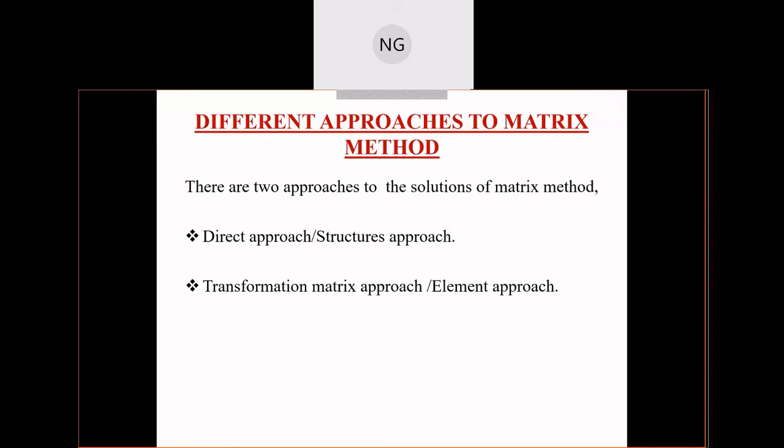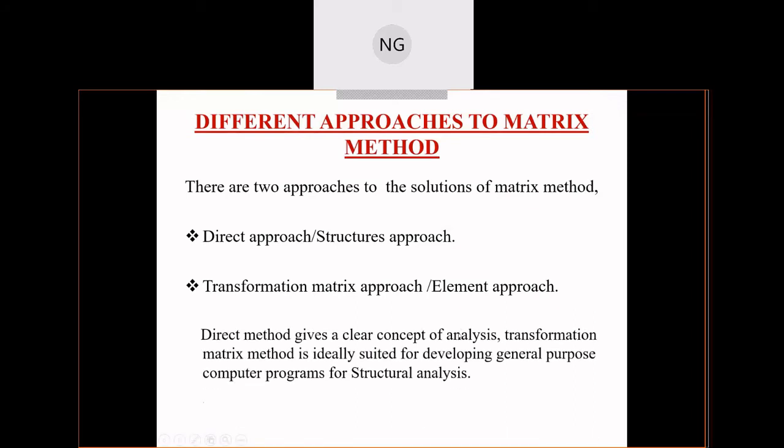In the transformation matrix approach, inverse forms of values come in and we can calculate all the elements of the member. Among the structural approaches, the simplest form is the direct method. Therefore, the direct method gives a clear concept of analysis. The transformation matrix method is ideally suited for developing a general purpose computer program for structural analysis. Therefore, the direct approach is adopted for solving this problem.